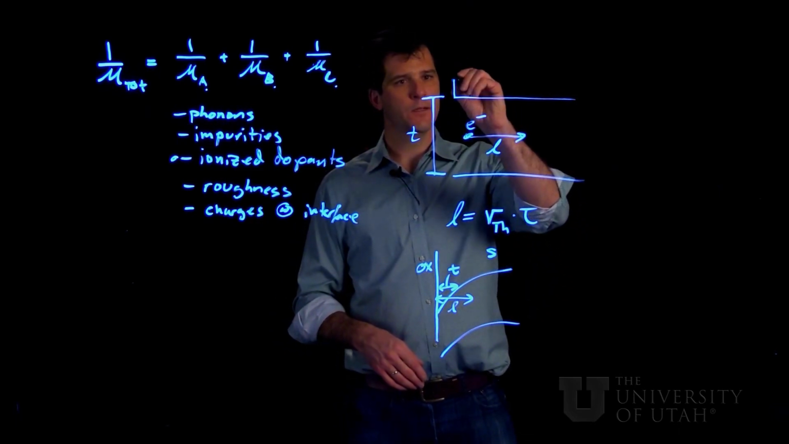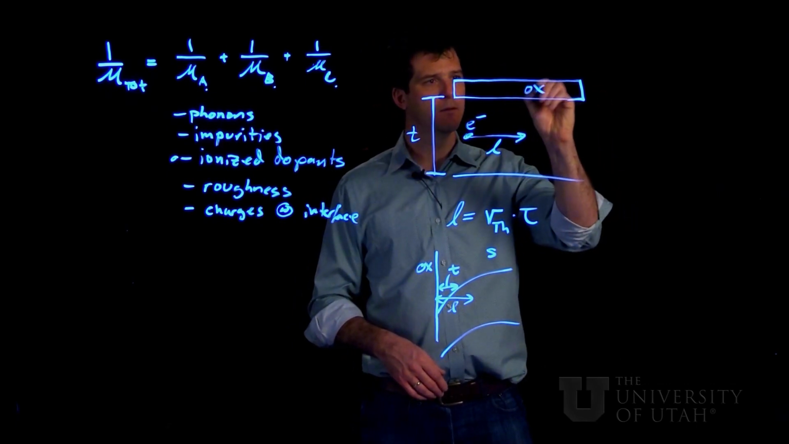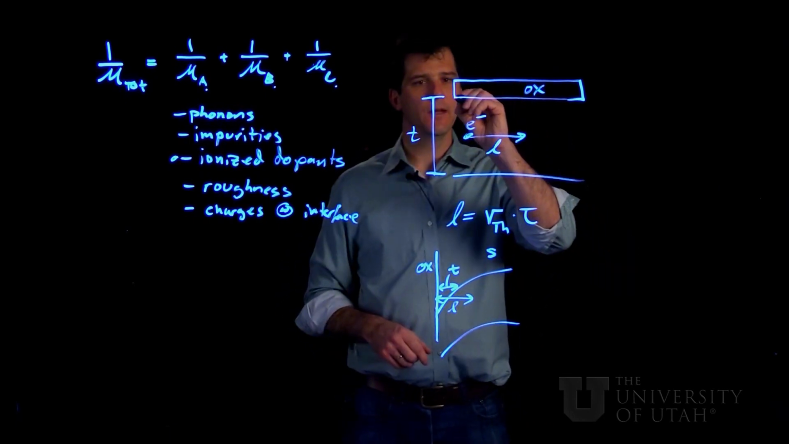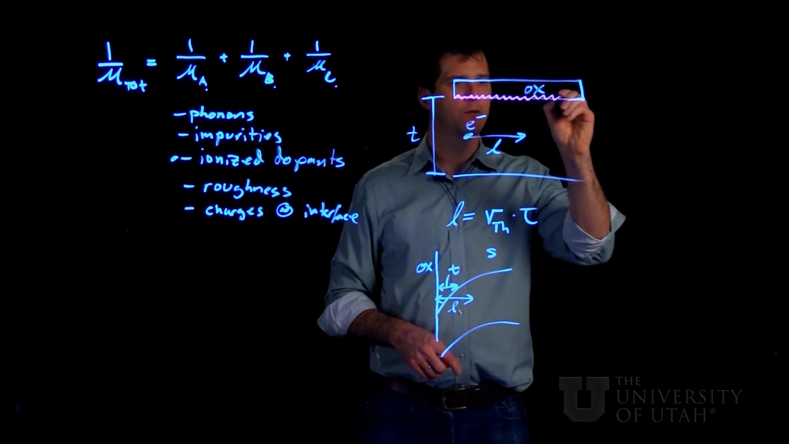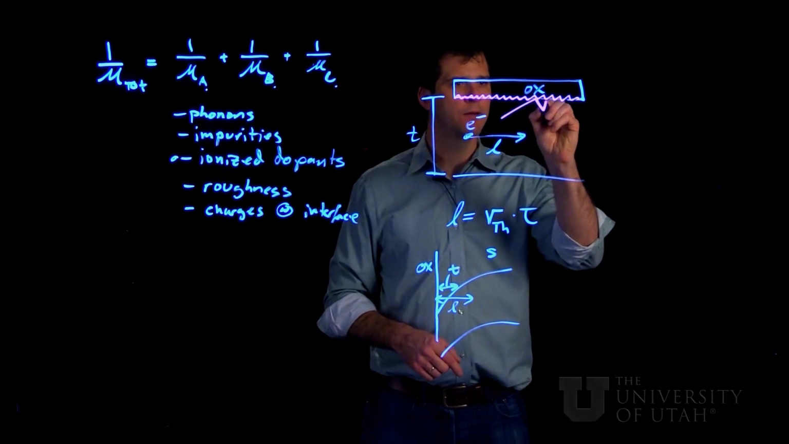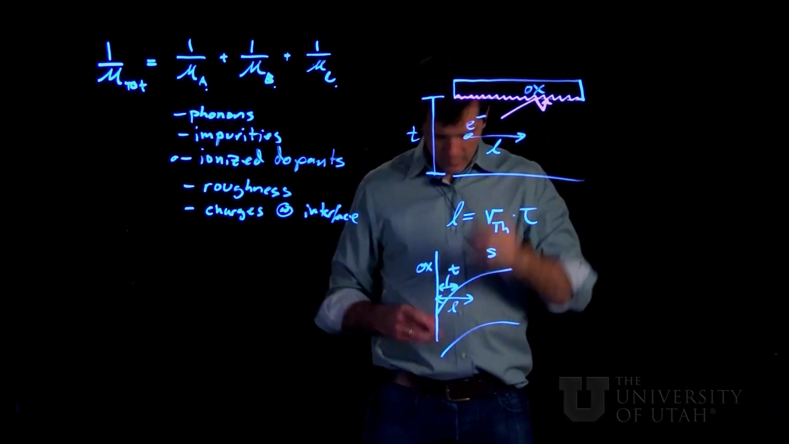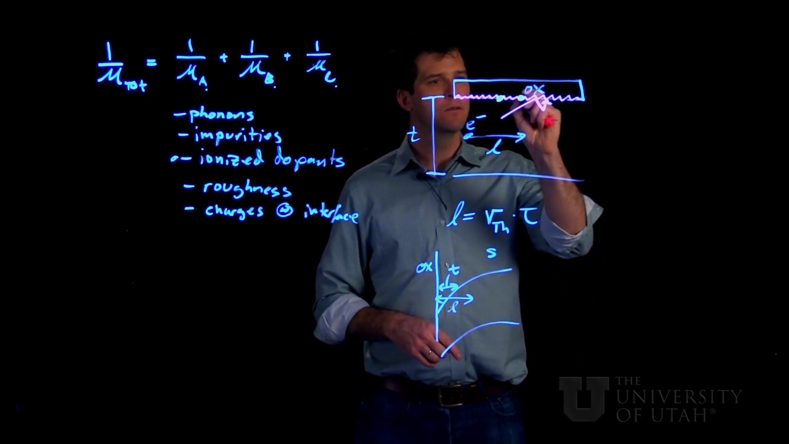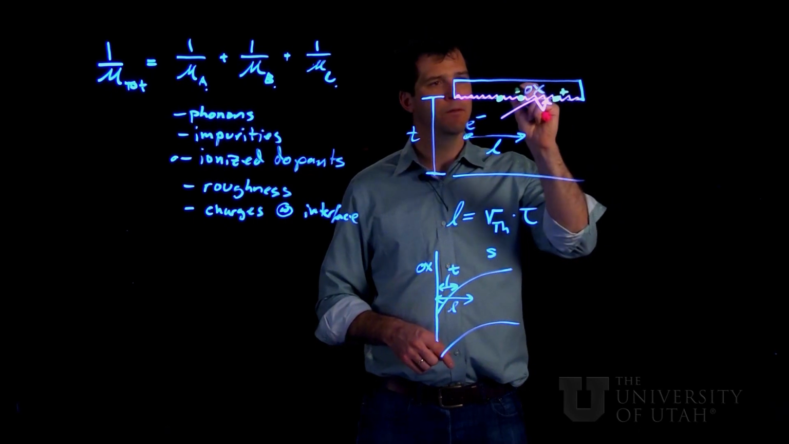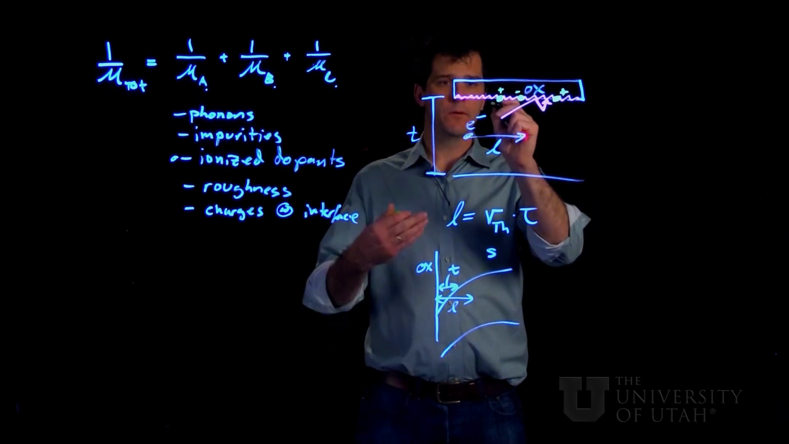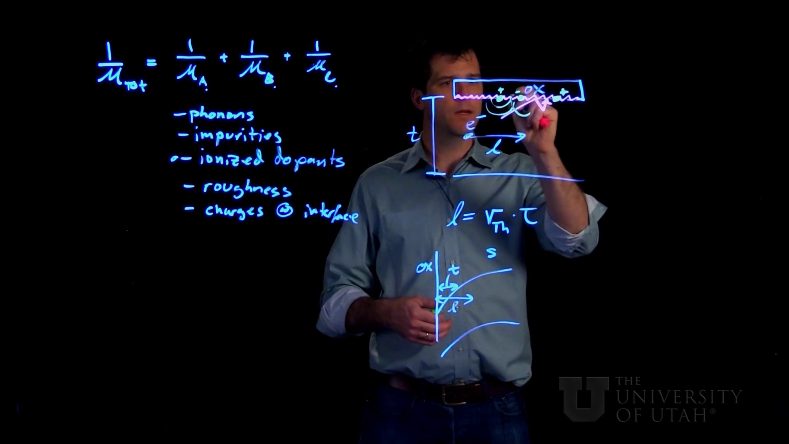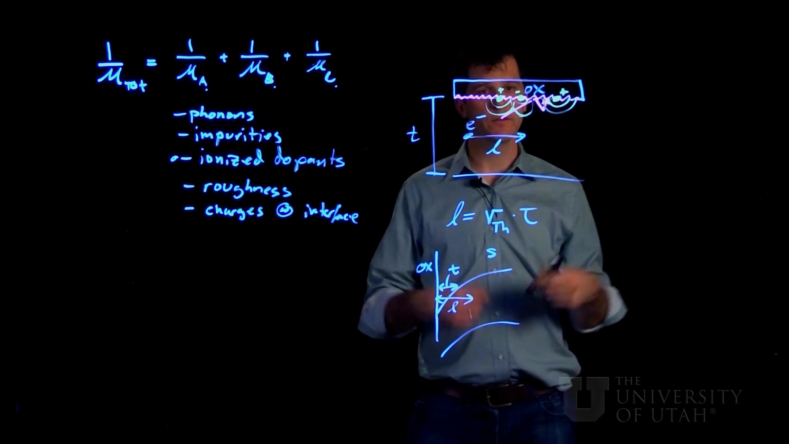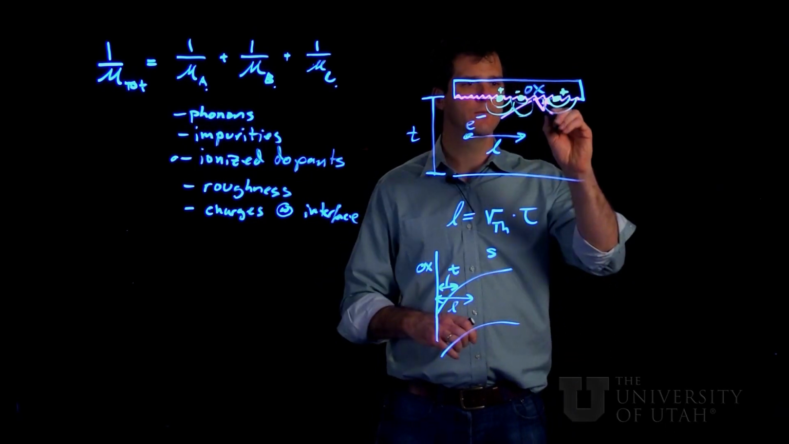So we have to look then at this interface. Here's our oxide, and we're going to imagine that this interface is not completely smooth. It probably has some roughness, and this will act to scatter carriers. Also, if we have interface charges, and these can be plus or minus, remember that each of these will interact with the electrons in the channel through a Coulomb attraction or repulsion field, again, adding additional scattering.